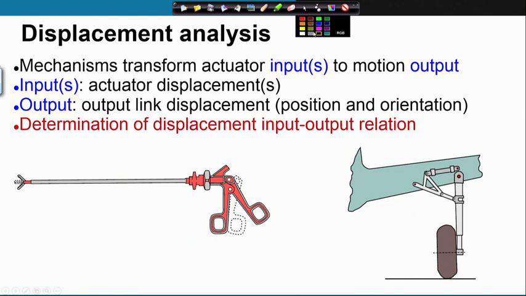So, here I have shown two examples. This is a surgeon's scissors for laparoscopic operation. As you know, when the surgeon tries to move this handle, the scissors or the clamp, they close on. So, the problem here is, given the input, what is the output motion?